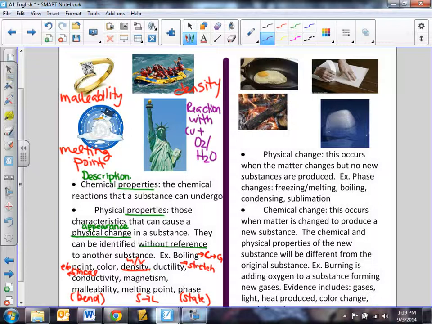It forms this actually really nice looking green patina on the outside that protects the rest of the metal underneath it. But that is a chemical property. The fact that copper reacts with oxygen and water to turn green is chemical. I wouldn't be able to describe that without talking about other substances. That's how I know it was a chemical property. Does anyone have any questions about how to tell if something is a chemical or a physical property?